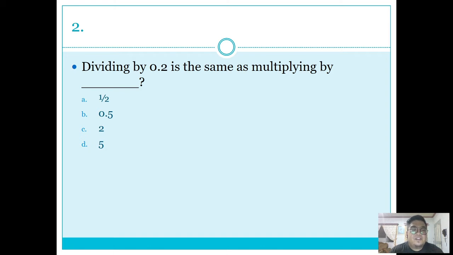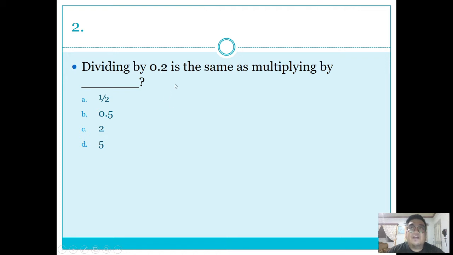O, tingnan nyo yung mga choices natin: 1/2, 0.5, 2, at saka 5. Okay, when you divide a number by a decimal, yung 0.2 ay tawag natin na divisor. So, ang dividend natin, kahit anong number. Pero yung kahit anong number na yon, yun yung gagamitin nyo rin pag nag-multiply kayo. Okay? So, dividing a number by 0.2. Kunwari yung number natin is 1. Okay? So, pag nag-divide kayo, 1 divided by 0.2. Ilan ba yon? No? 1 divided by 0.2.